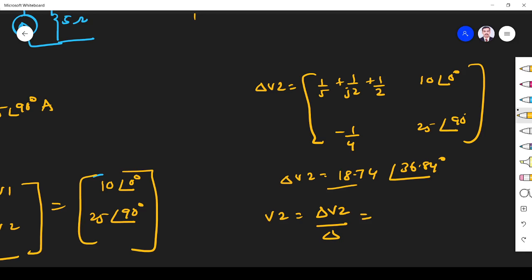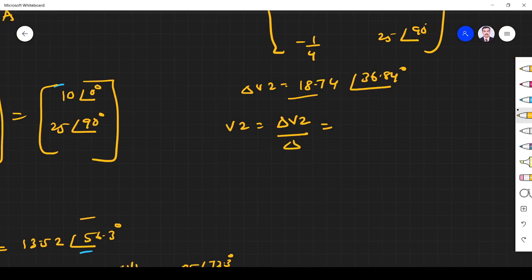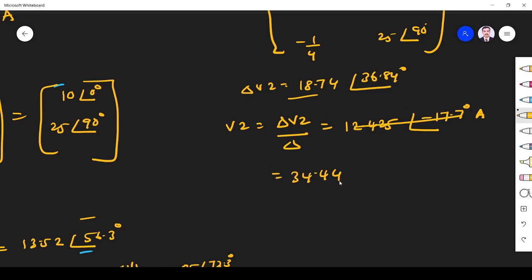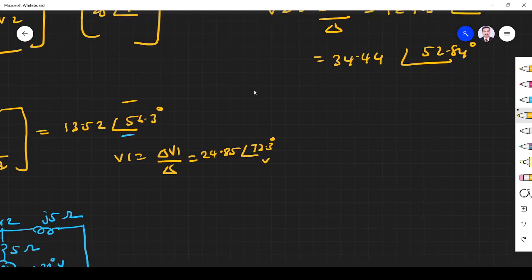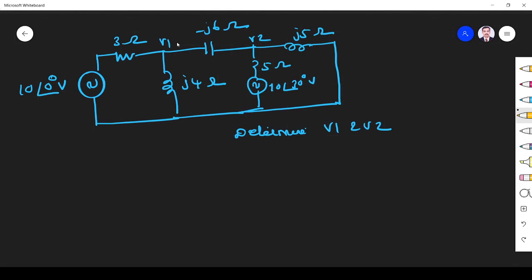This is del v2, which we obtained already. This is what our del is: 0.554 minus 16. If you simplify, what you get is 12.425 minus 17.7 degree ampere. Okay, so sorry, this is not this one. We get 34.44 angle 52.84 degree. This is the answer. Okay, and next problem, this is this one.